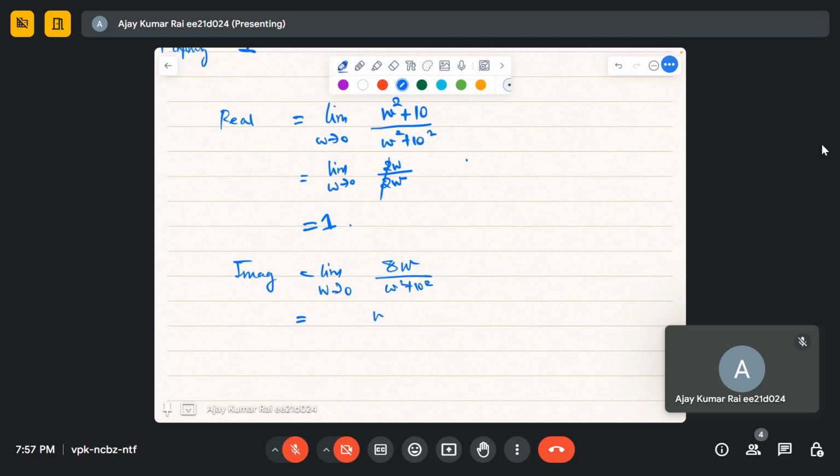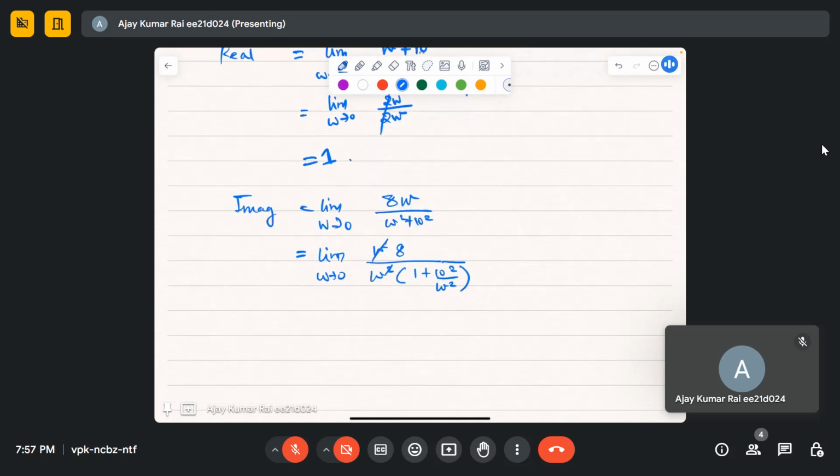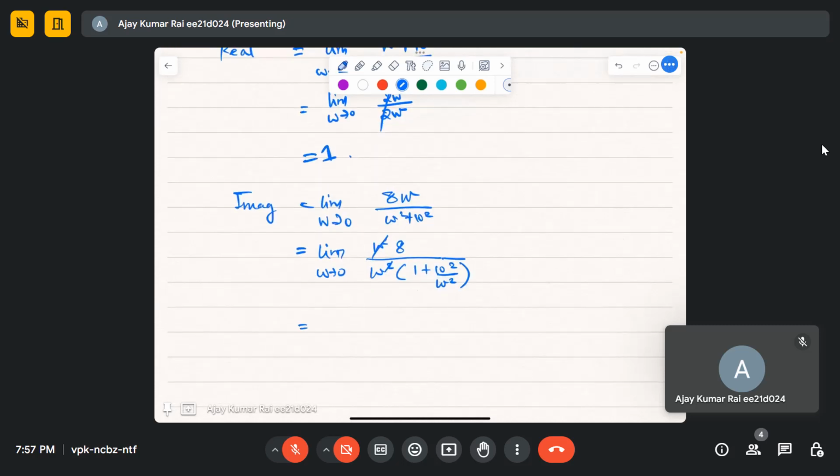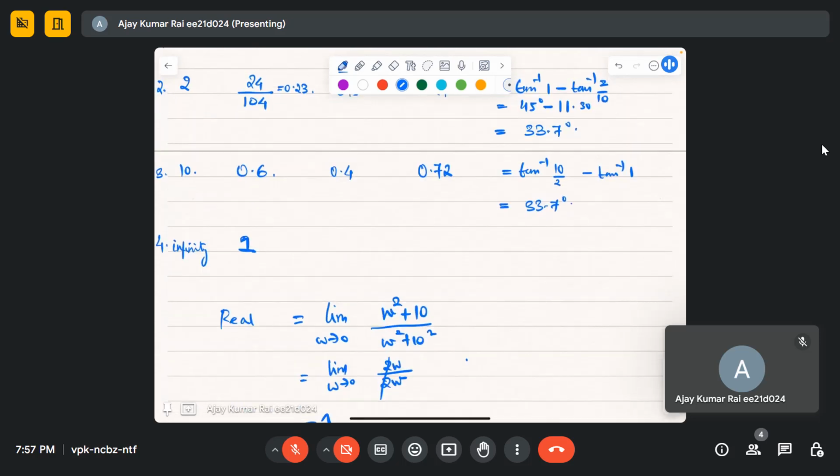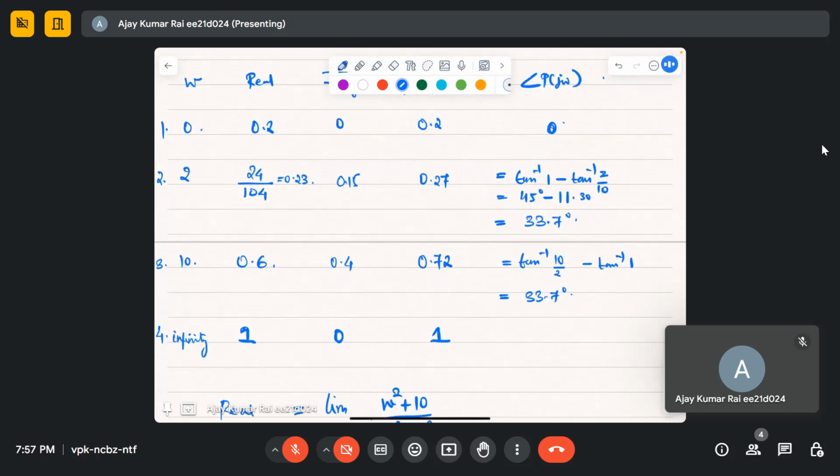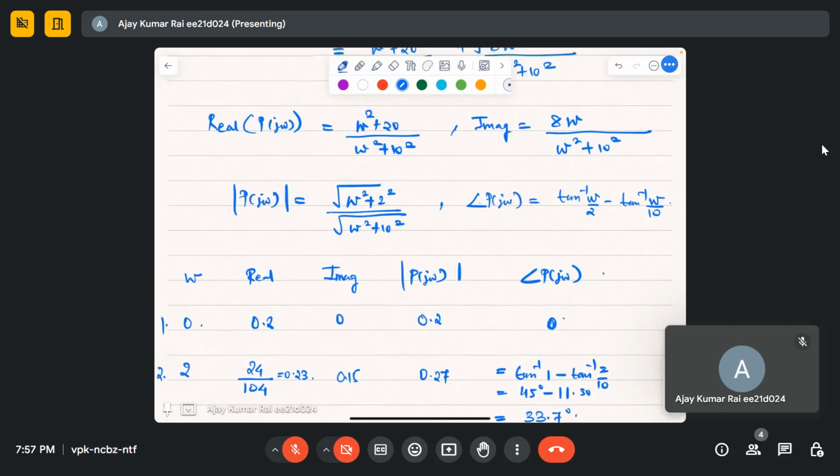So what you used to do is take omega square common. It is like 1 plus 10 square by omega square. Now you put the limit, what you will get, 8 by omega, 8 is equal to 0. Sorry, this is infinity. Imaginary part is also equal to 0. Magnitude is 1. And let's see what is the angle.